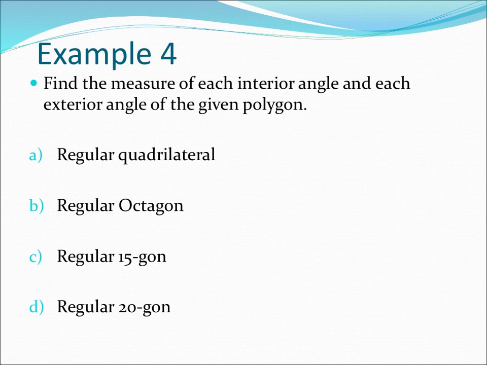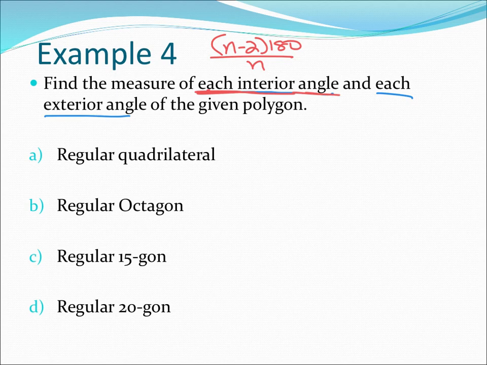So it says two parts here. Find each interior angle and each exterior angle. For each interior, I'm using the formula n minus 2 times 180 divided by n. For each exterior angle, remember, it always adds up to be 360. So if I want to find what 1 is, I divide it by the number of sides. So we're going to be dividing on these.